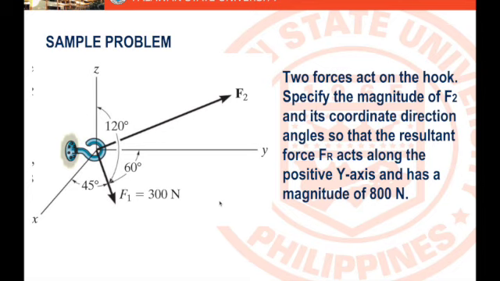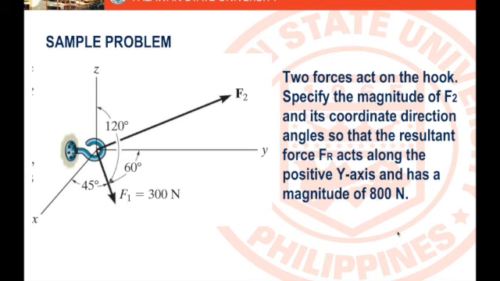Okay, here for example number 2. So as you can see here, there are two forces, F1 and F2, acting on this hook. So the problem is asking us to specify the magnitude of F2. So here F2 has no magnitude, we don't know its directions. So also find its coordinate direction angles. And our condition here is that the resultant force acts along the positive y-axis and has a magnitude of 800 newtons.